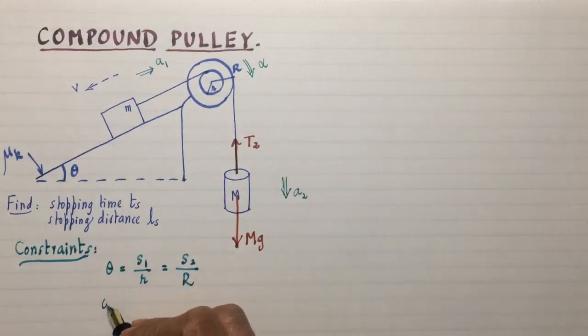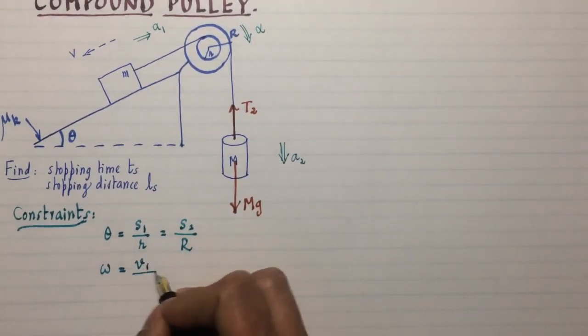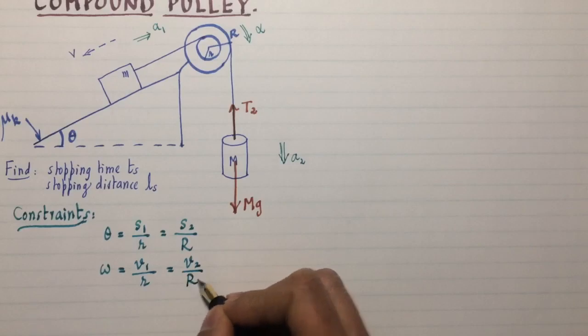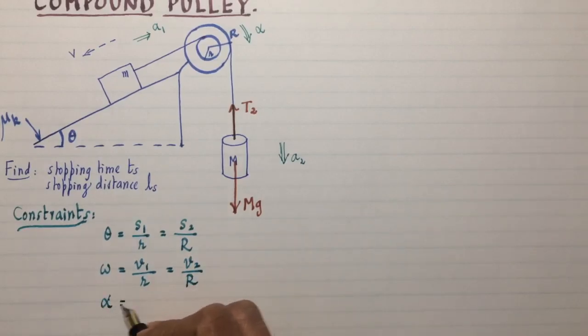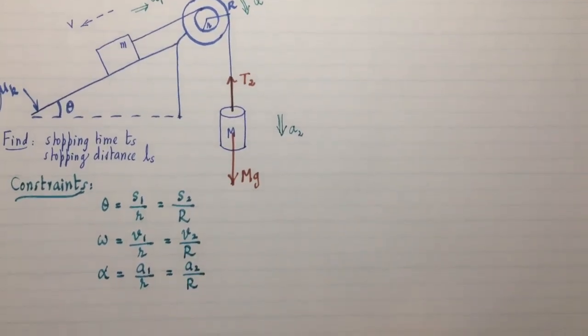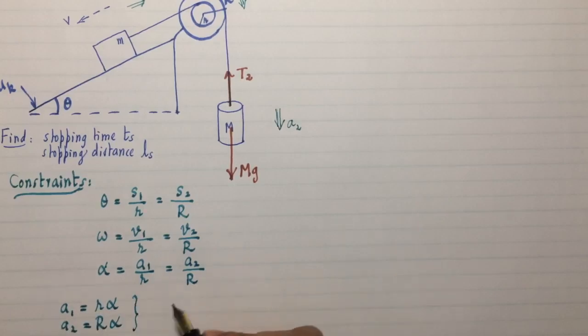If I differentiate this, I'm going to get the next equation, which is omega equals the tangential speed, and this is the tangential speed of the outer pulley divided by the outer distance. And when I differentiate once more, I get alpha equals A1 over r, and that's also equal to A2 over capital R. So that's the relationship between A1 and A2. So let me save that for later. A1 equals r alpha, and A2 equals capital R times alpha. As you can clearly see, A2 is bigger than A1 because little r is less than capital R.